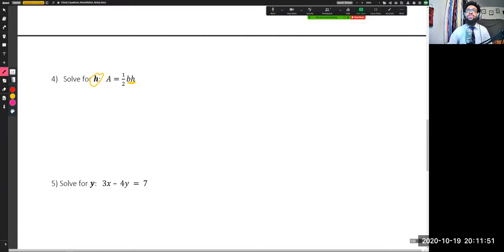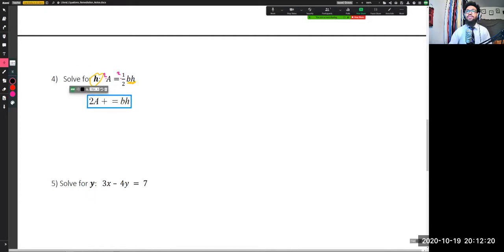We have 1/2 b times h. So first I'm going to multiply by 2. The inverse of 1/2 is 2. So I'm going to multiply by 2 on this side and on this side. And I have 2a is equal to b times h.